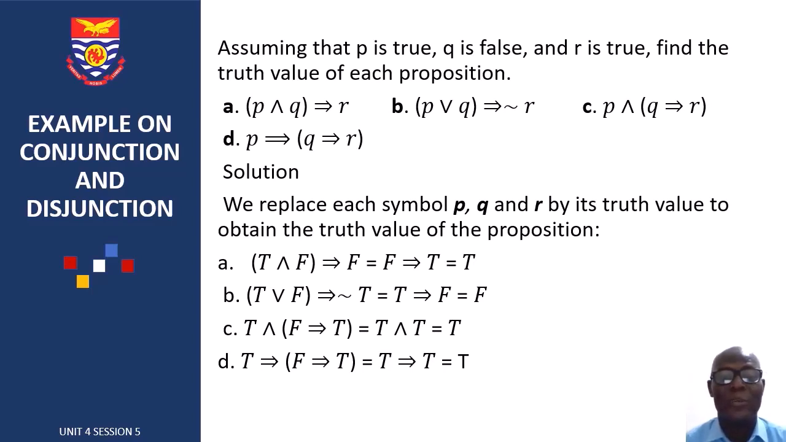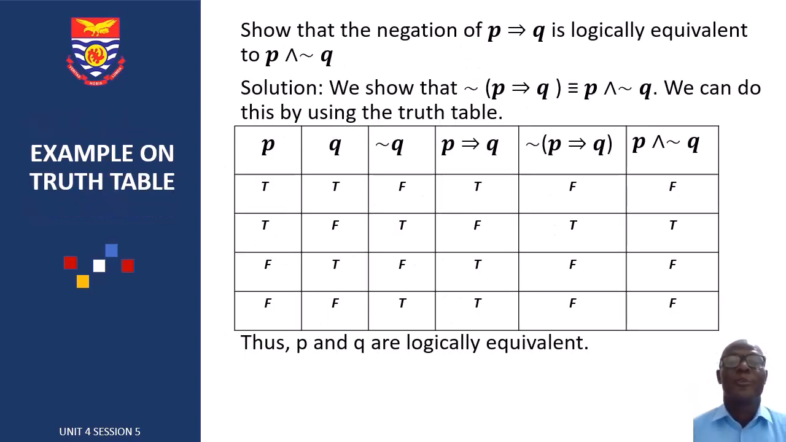D. T, that is the truth, implies, because P is given to be true, implies into braces Q, which is F, implies T. So the bracket F implies T means it is true. And truth implies truth is equal to truth. That is T. Truth table to show that the negation of P implies Q is logically equivalent to P conjunction negation of Q. Solution.